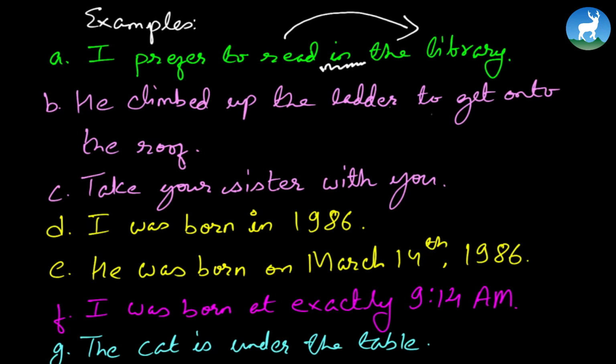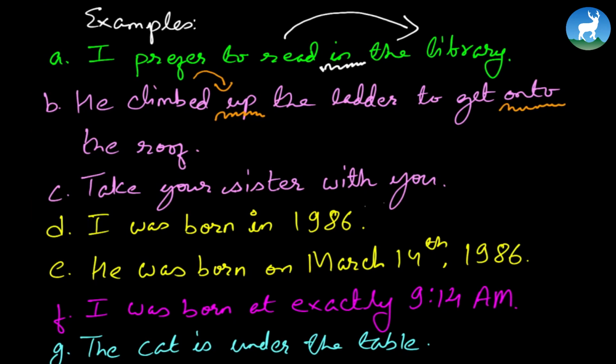Number B, he climbed up the ladder. So he climbed is connected to the ladder by the word up. He climbed up the ladder to get where? Where is the subject trying to get? To get onto the roof. Again, onto is also a preposition here. All these words which I'm underlining with this zigzag line, these are all prepositions.